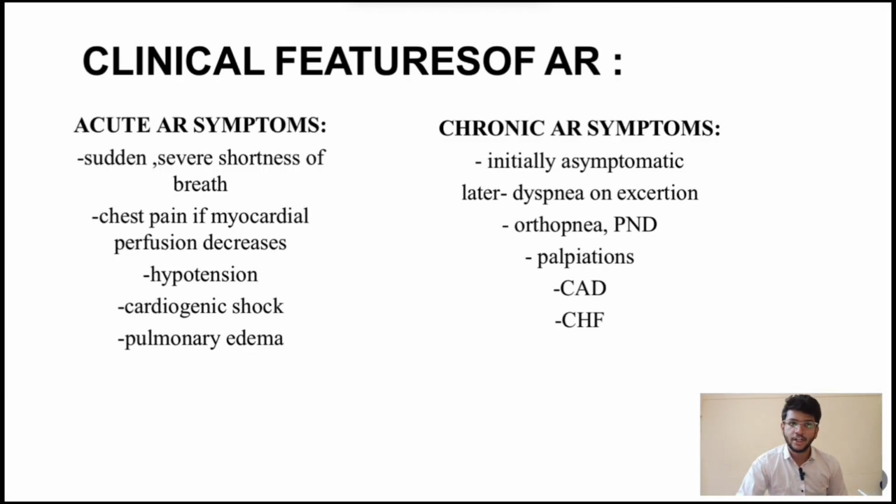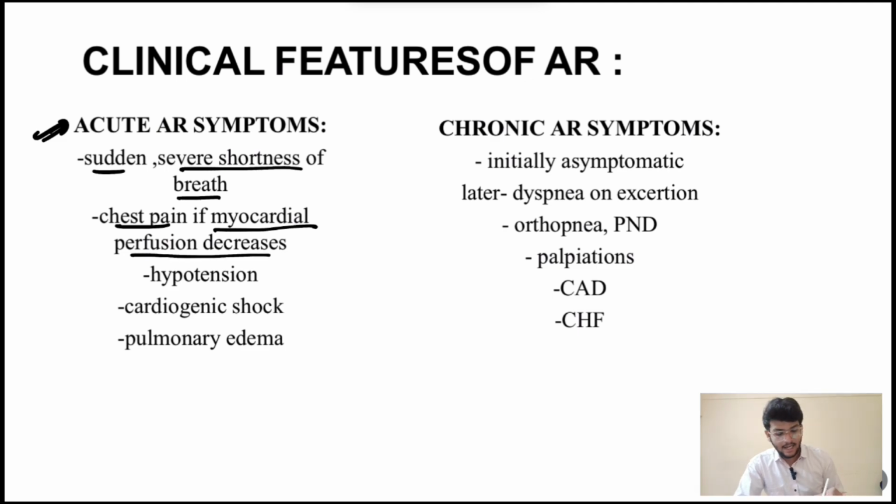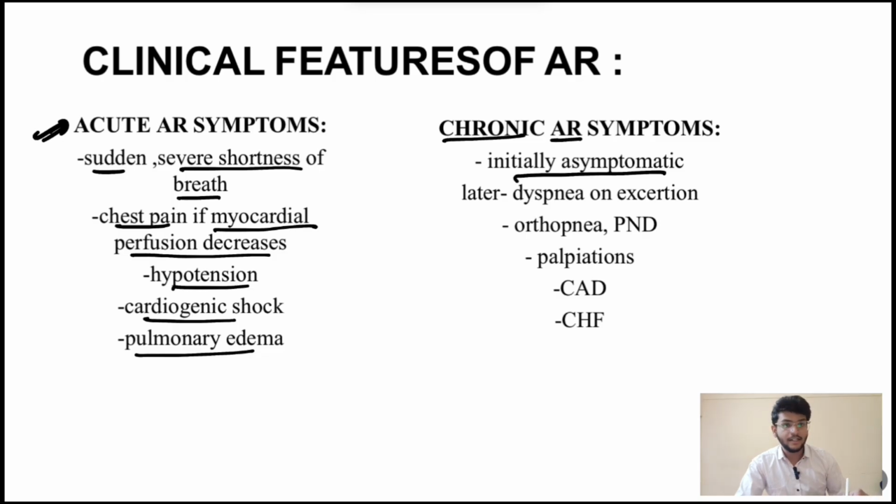Clinical features of aortic regurgitation: in acute aortic regurgitation, there is sudden severe shortness of breath, and chest pain if myocardial perfusion decreases. Hypotension may occur, and cardiogenic shock and pulmonary edema can be seen. In chronic aortic regurgitation, the patient is initially asymptomatic, later developing dyspnea on exertion, orthopnea, that is breathlessness on lying down, PND, palpitations, coronary artery disease and congestive heart failure.